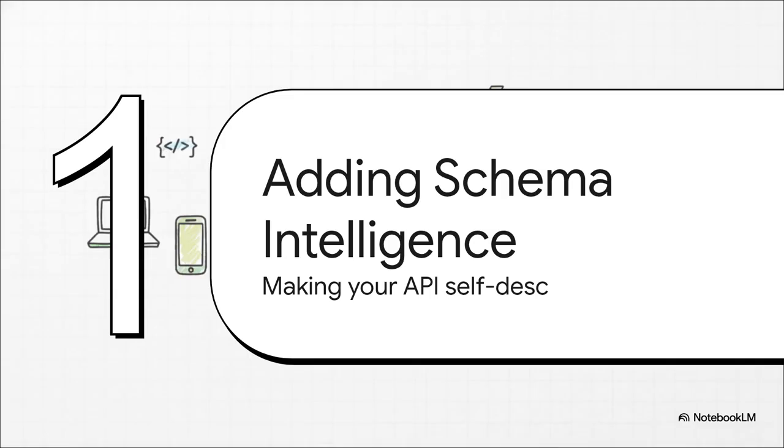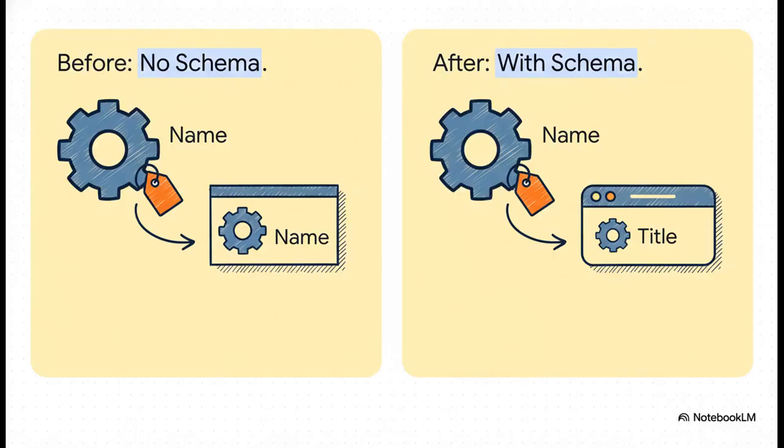So check it out. We already have a working API, but right now it's kind of like a black box to any application trying to use it. No one knows what the data structure looks like. So let's fix that. We're going to make our API self-describing by baking that schema information right into the code. And you're going to love this. The change to our code is tiny, but the impact is massive.